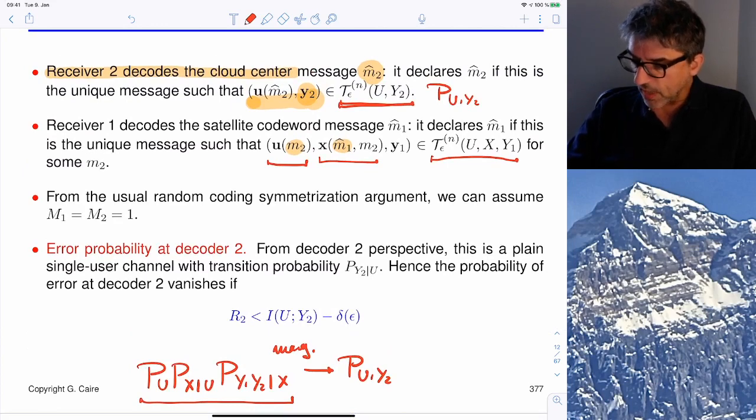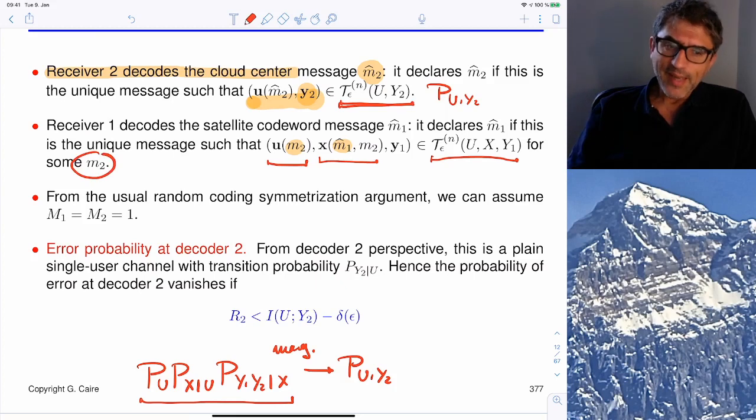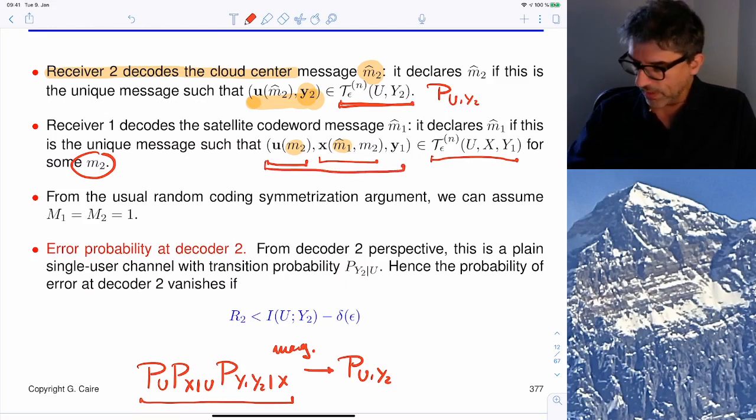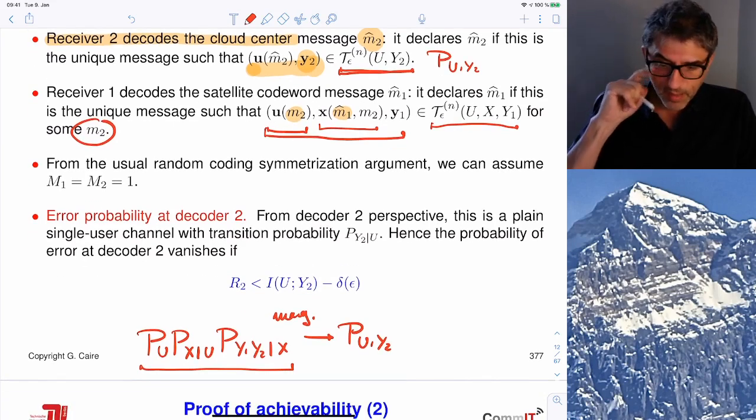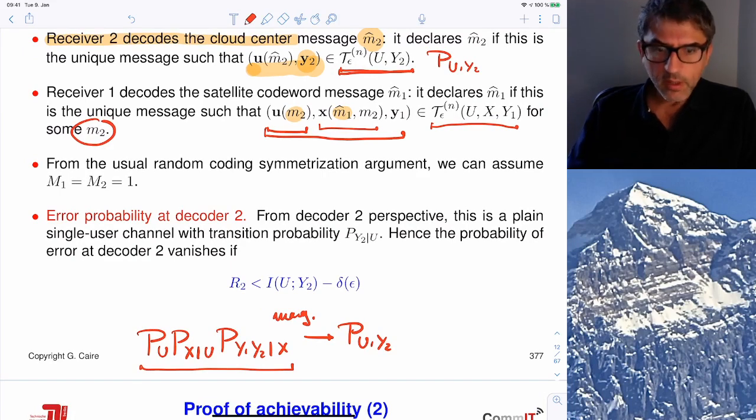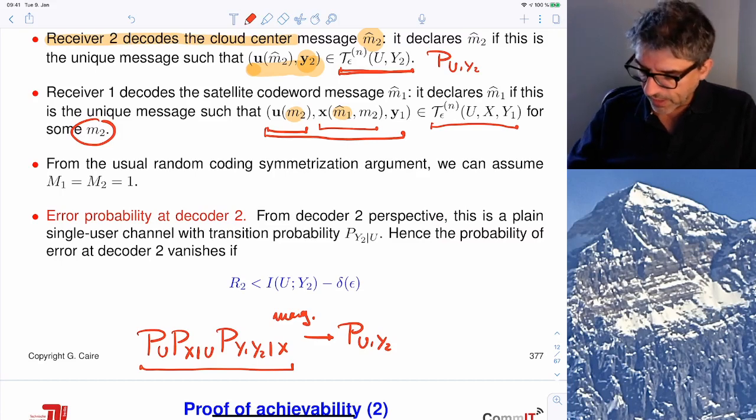But it chooses M1 hat if this M1 hat is the unique such message, for some M2. So receiver one does not care whether M2 is unique. There may be more than one, but as long as there is a unique index M1 hat for which this condition is verified for some M2, then it chooses this M1 hat. Okay? This decoder actually boils down to successive decoding for the degraded case that I have not mentioned yet, so I was just going a little bit ahead of myself.